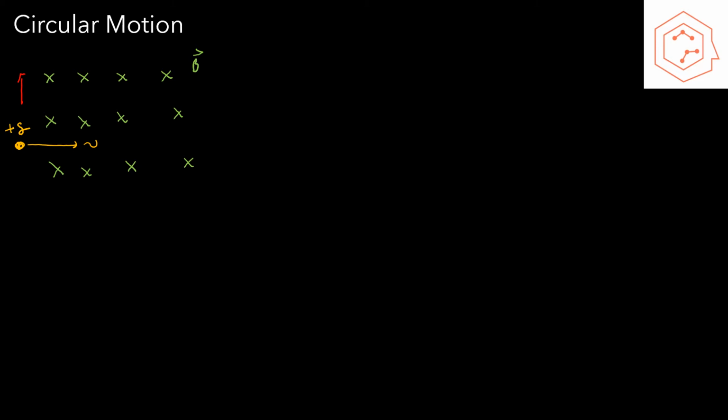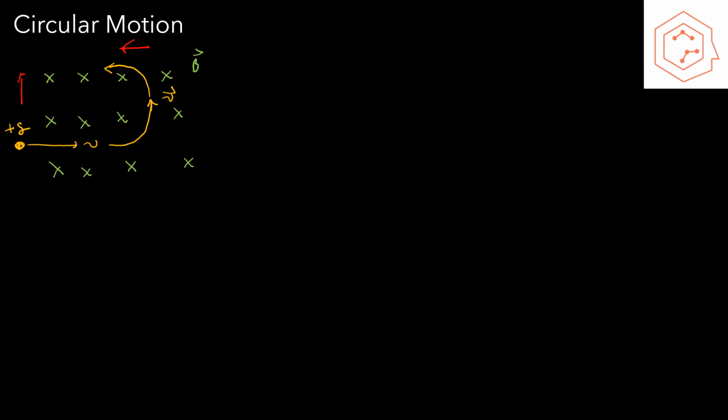Since it experiences an upwards force, it's going to accelerate upwards until it's moving upwards. At this point, we can use our right-hand rule once again. Now our fingers are going to be pointing into the screen, our thumb pointing upwards, our palm is going to be pushing to the left, and so the force is going to be towards the left. So our charge is going to accelerate towards the left until it is moving to the left.